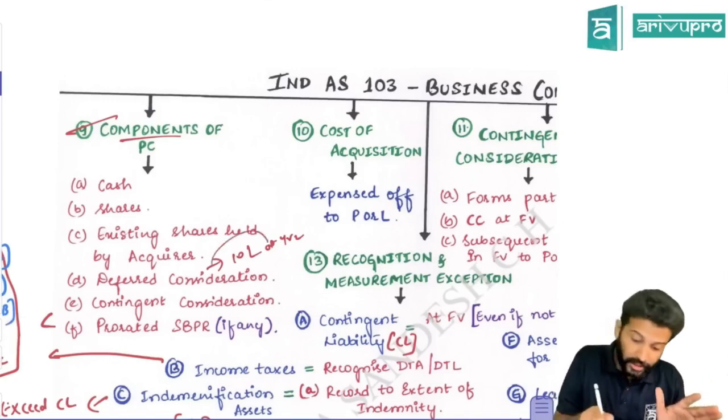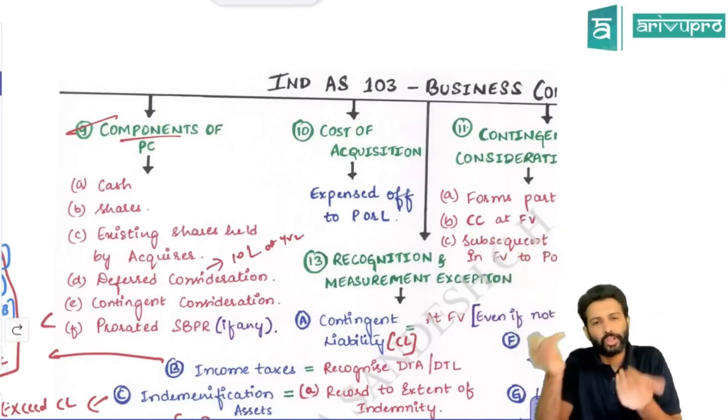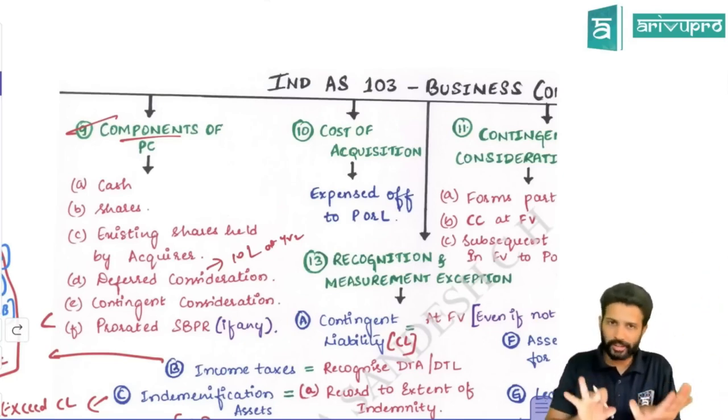Sir, can we consider 10 lakh? No. 10 lakh is the future value. So you have to find out the present value of this. So the present value of deferred consideration will form part of your PC. In one problem, all this will come.